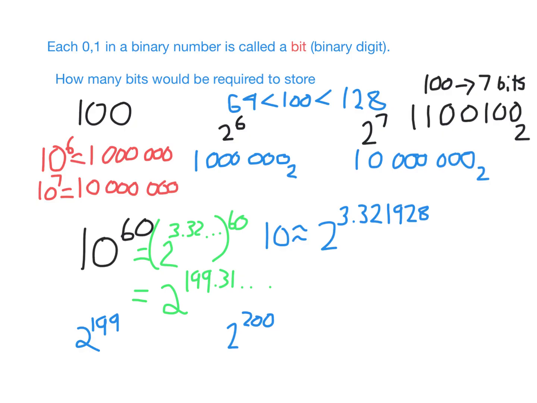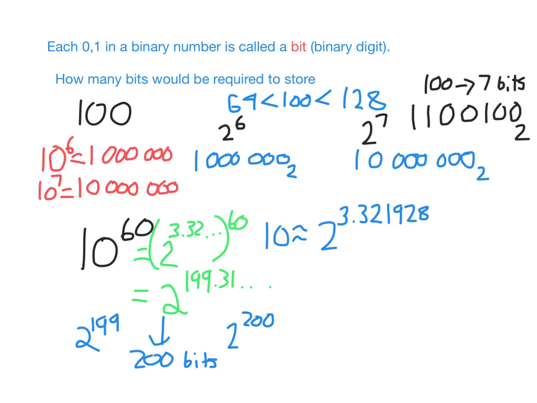So it's like we're rounding up. This will require 200 bits. If we were to write it out, and I'll never ask you to do that, but if we were, it would have 200 digits. The first would be 1, and then there'd be a sequence of zeros and ones.